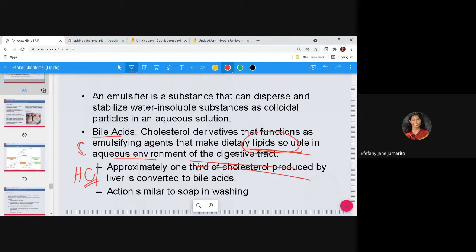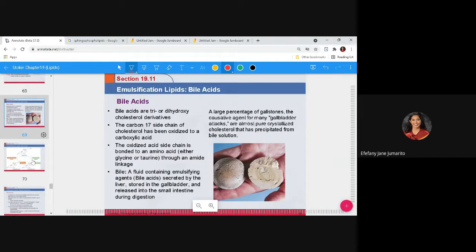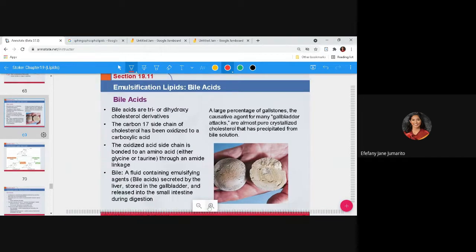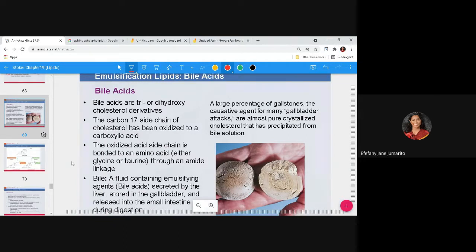So similar to soap. Okay, that's it. Now let's go. So we have this one. Emulsifying acids are tri or hydroxycholesterol derivatives. So the carbon-17 side chain of cholesterol has been oxidized to carboxylic. Okay, so your bile.